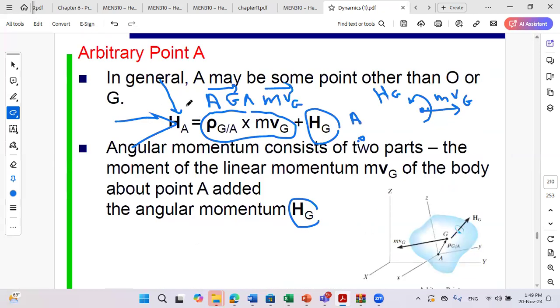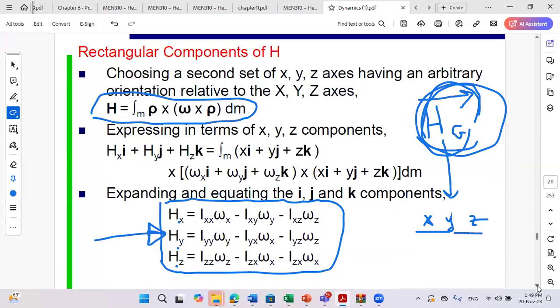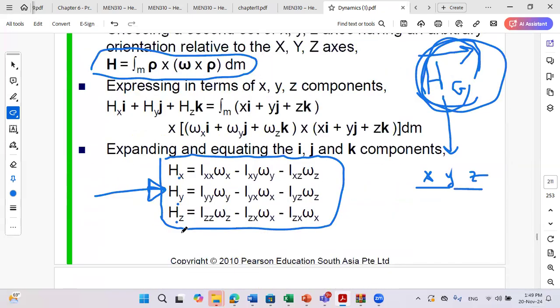That is, H_A is simply AG cross m v_G plus H_G. So to evaluate H_G, you can use the following method. You do the expansion and you calculate H_xG, H_yG, H_zG. Once you have this vector, you can deduce the angular momentum about any other point.